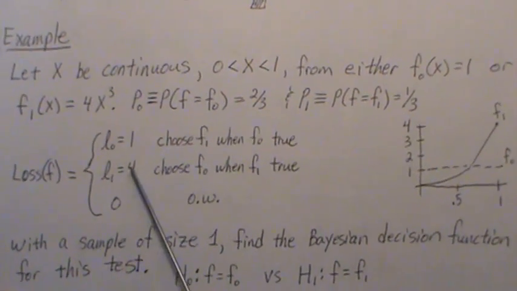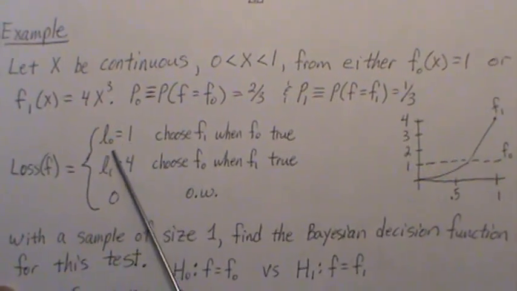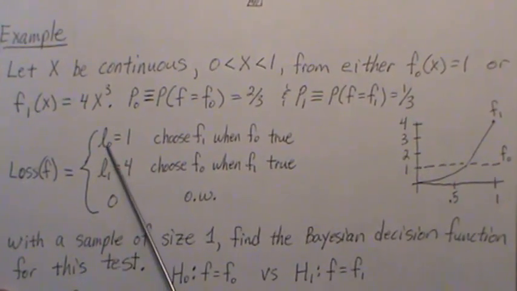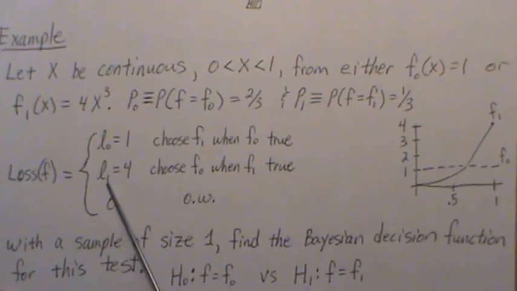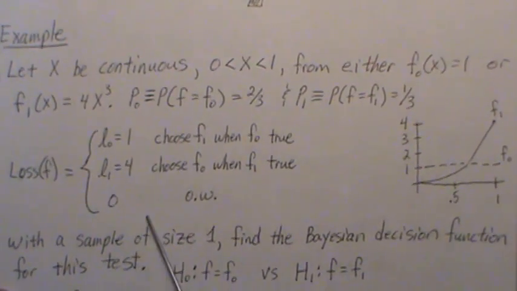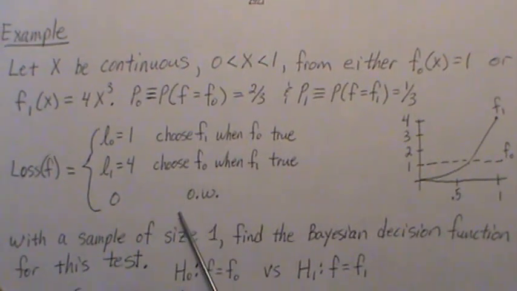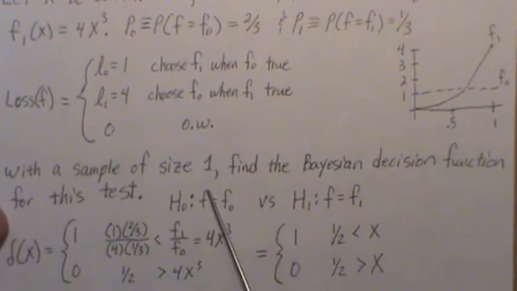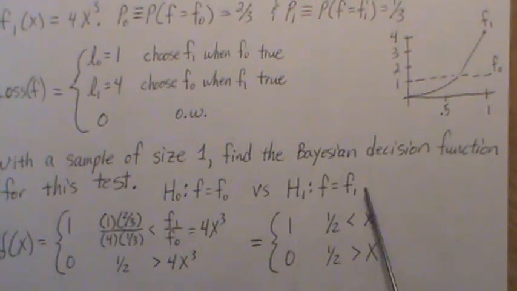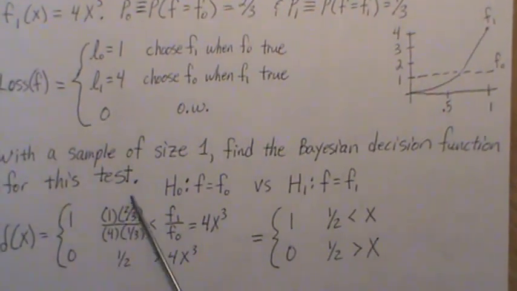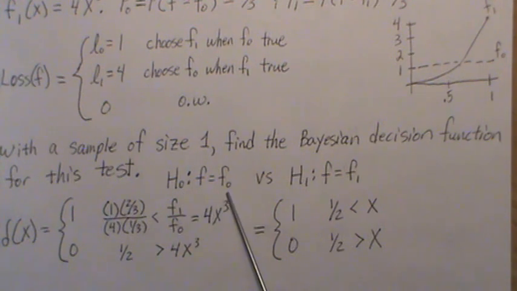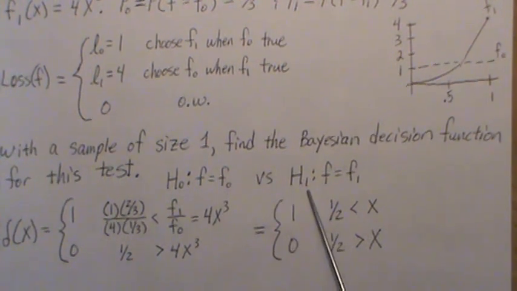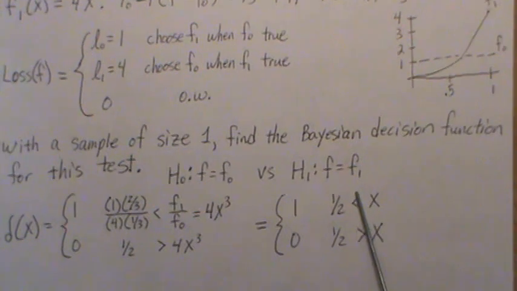Now our loss is L0 is 1. So if the true distribution is F0 but we choose F1, we have a loss of 1. L1 is 4, and it's 0 if we make a correct decision. Now, with a sample size of 1, find the Bayesian decision function for this test. So the null hypothesis is that f is equal to F0 versus the alternative that f is equal to F1.